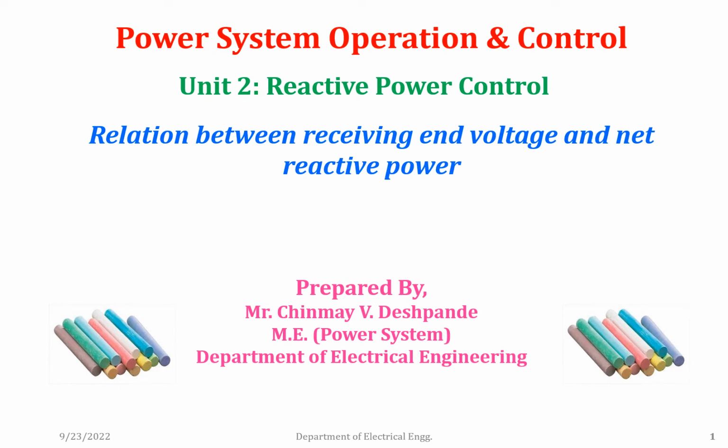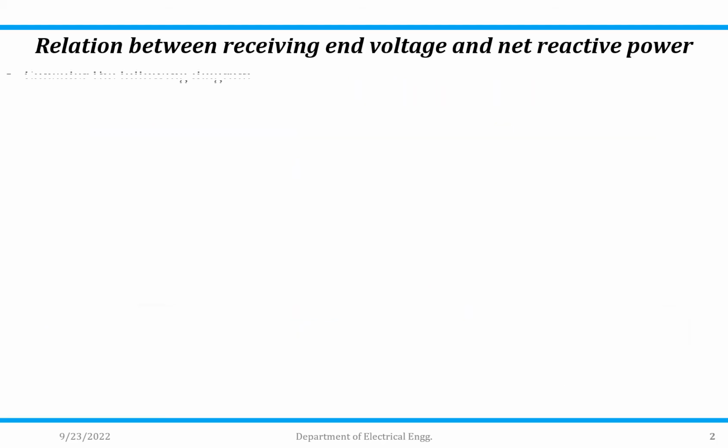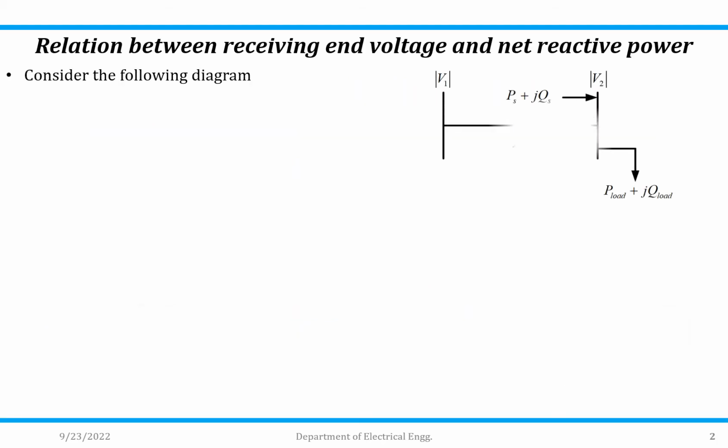In this video lecture, we are going to discuss a topic from reactive power control. The name of the topic is the relation between receiving end voltage and net reactive power. Let us consider the following diagram.